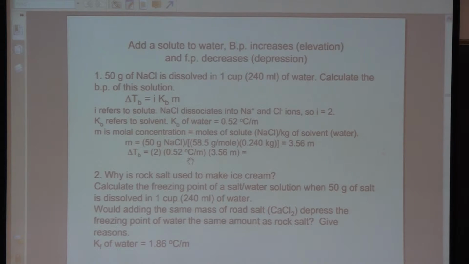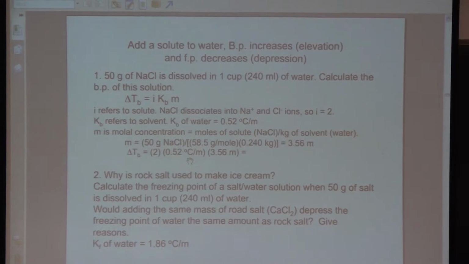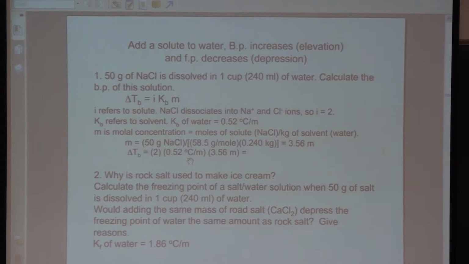That means that the boiling point of the salt water solution is going to equal 100 plus 3.7 degrees, and that's equal to 103.7 degrees.